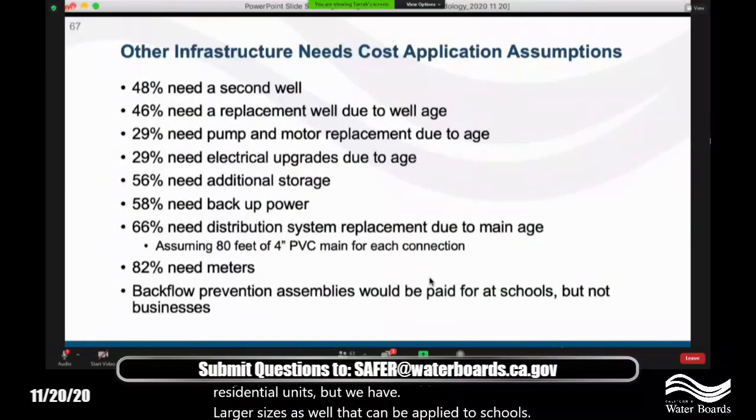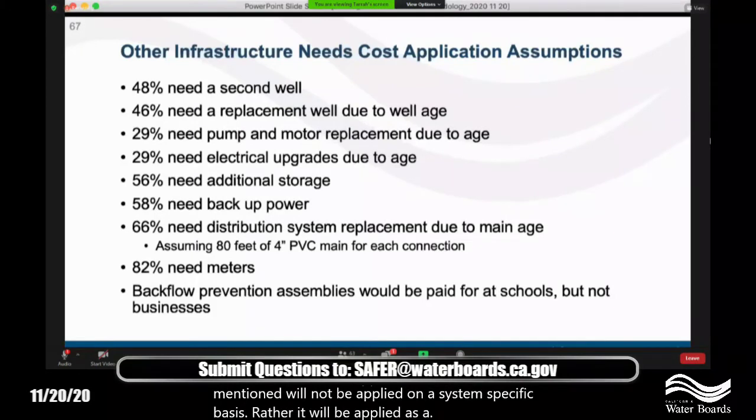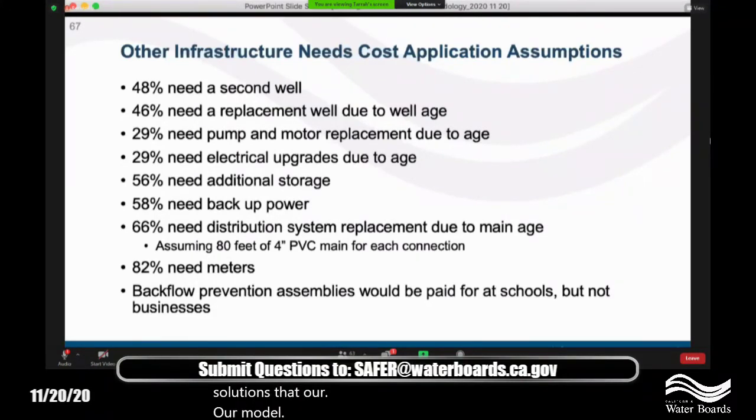So this is our assumption for the other infrastructure needs cost applications, which, as I mentioned, will not be applied on a system-specific basis. Rather, it will be applied as an overlay to the solutions that are modeled, and will just be applied in more general terms to human right to water systems and then to the at-risk systems, so we can understand the potential for other infrastructure that might need to be replaced.